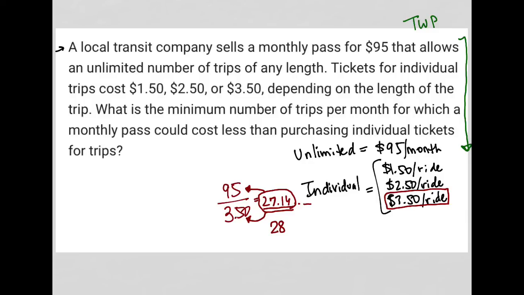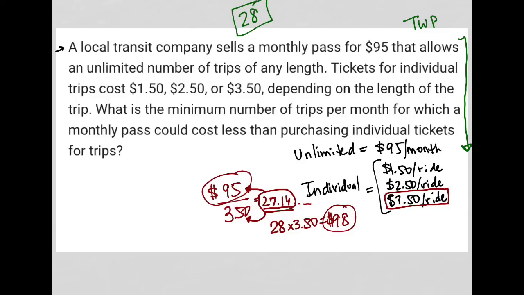using the $3.50 price, or I could just show you. Of course, it's going to be greater than 95, but I could just show you what that is. So 28 times 3.50, I would spend $98 under that scenario. And that would, of course, cost more than if I had just paid $95 for the unlimited. So it's really at this point of purchasing 28 individual tickets.